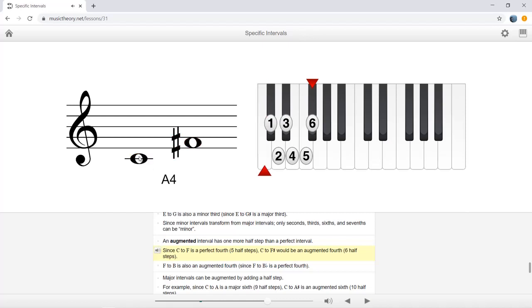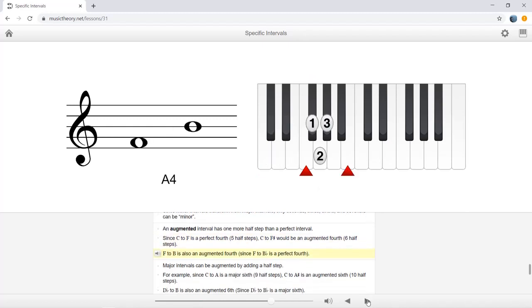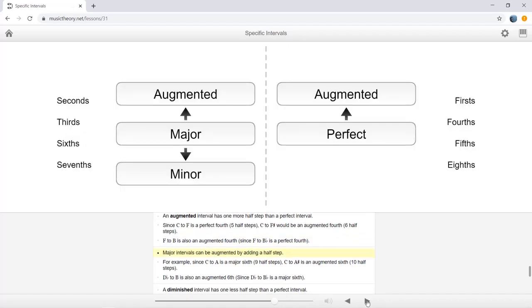Right? So we know it's a fourth because we count the lines and spaces. And we know it's an augmented fourth because it's 6 half steps instead of 5. Here's another augmented fourth. Still has that sound. Right? So we've looked at augmented. So augmented is wider than a major.